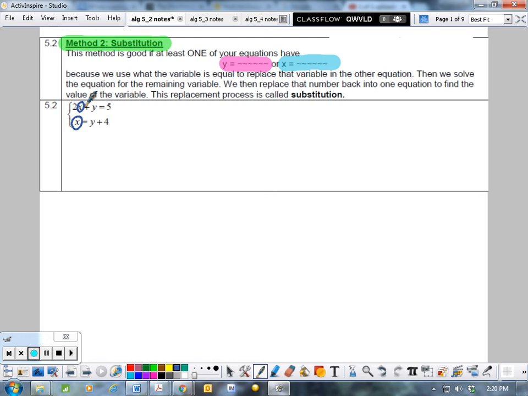So I have to figure out what x is equal to. So I go back to that first equation. It says x is equal to y plus 4. So I'm going to put that highlighted portion right here. So how is this going to look? It's going to look like 2, and then I take that highlighted portion and put it where that x was. So now we get 2 times the highlighted portion, y plus 4, plus y equals 5.